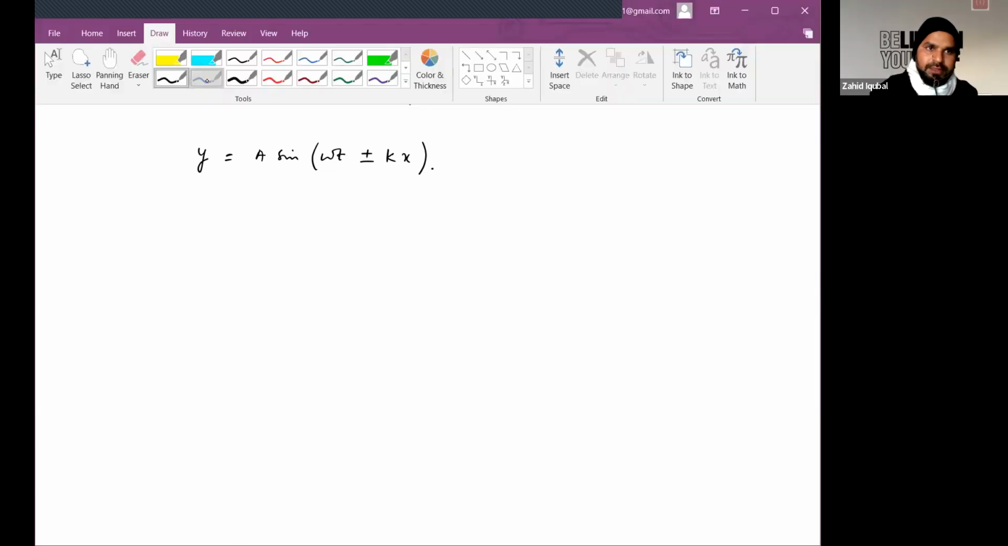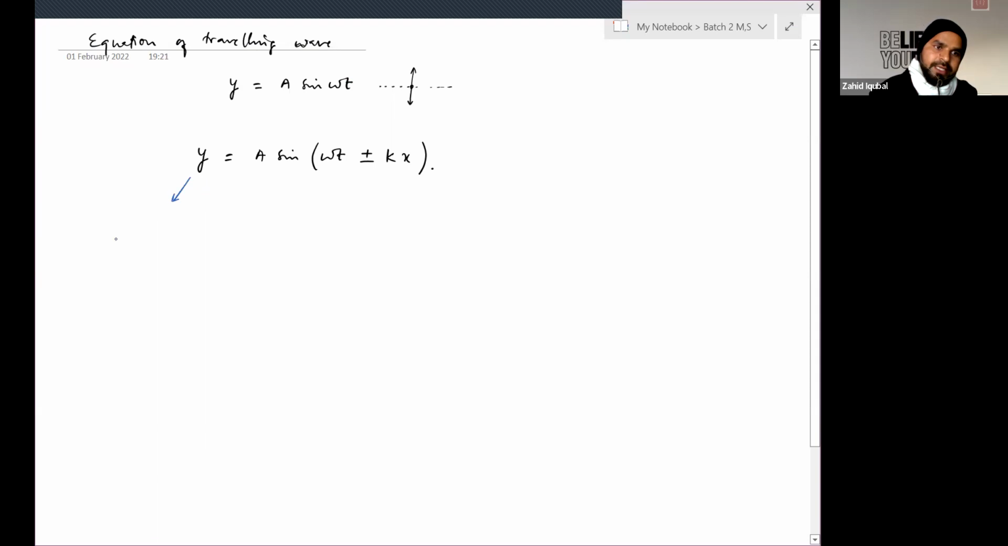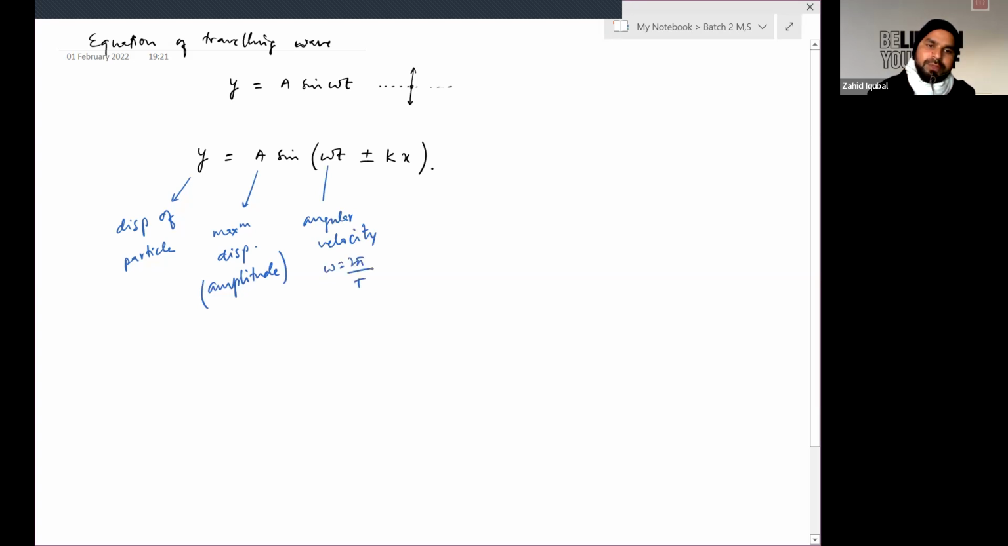So let me define its different terms. Here y defines the displacement of particle. A is maximum displacement, which is also called amplitude. Omega is angular velocity, which equals 2 pi by T or 2 pi f. k is angular wave number. So it equals 2 pi by lambda.